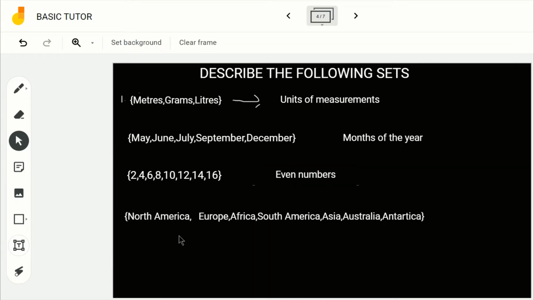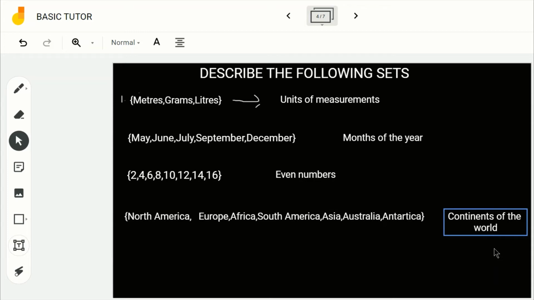All right. We have one more set. We have North America, Europe, Africa, South America, Asia, Australia, and Antarctica. Now, these elements of this set are describing the continents of the world. So these are some ways that we can see questions in an exam.